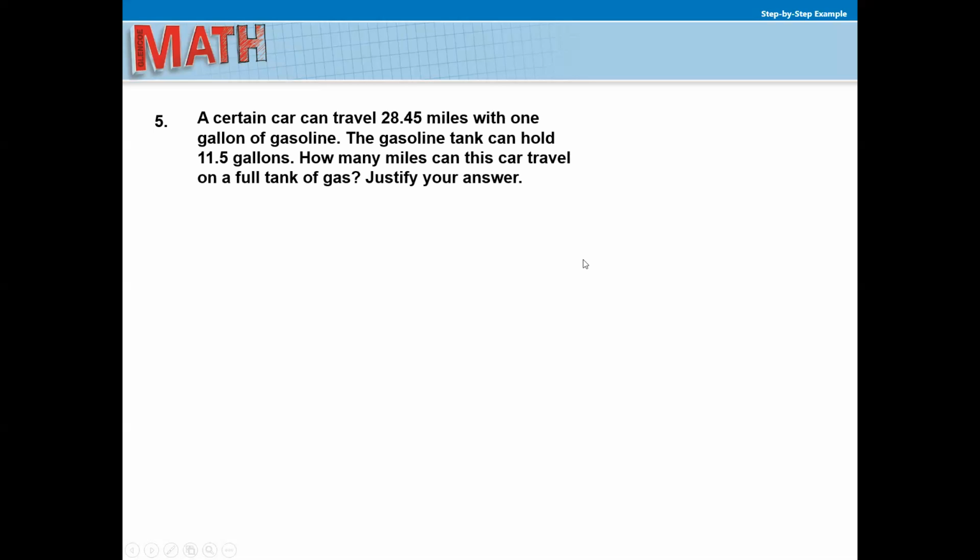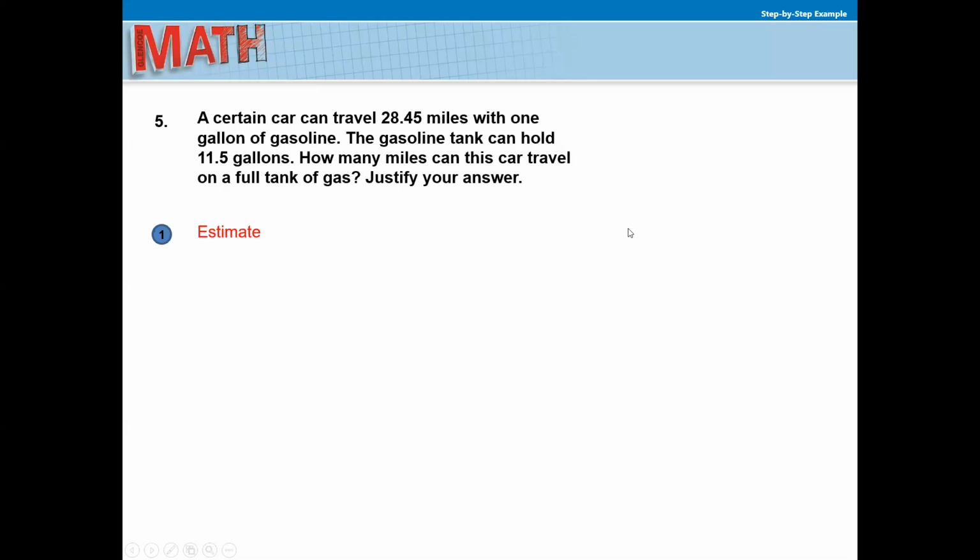Number 5. A certain car can travel 28 45 hundredths miles with 1 gallon of gasoline. The gasoline tank can hold 11 5/10 gallons. How many miles can this car travel on a full tank of gas? Justify your answer. That means know what you know and know why you know it. Be able to tell me why your answer makes sense. This is also an excellent example of using math in real-world problem solving.